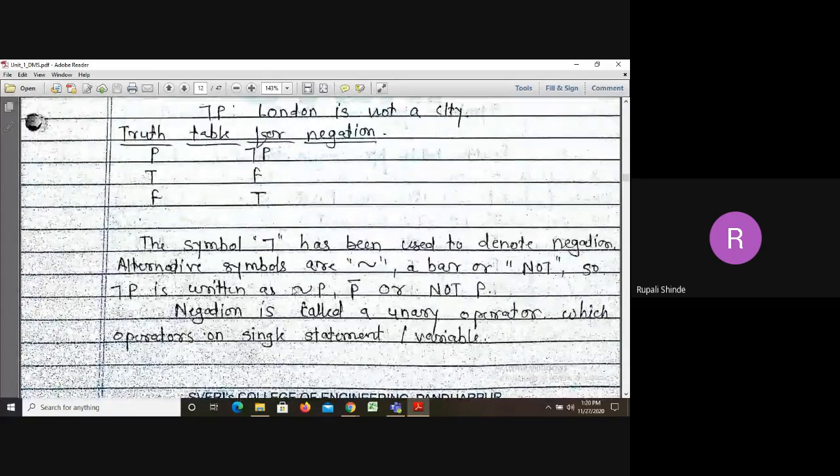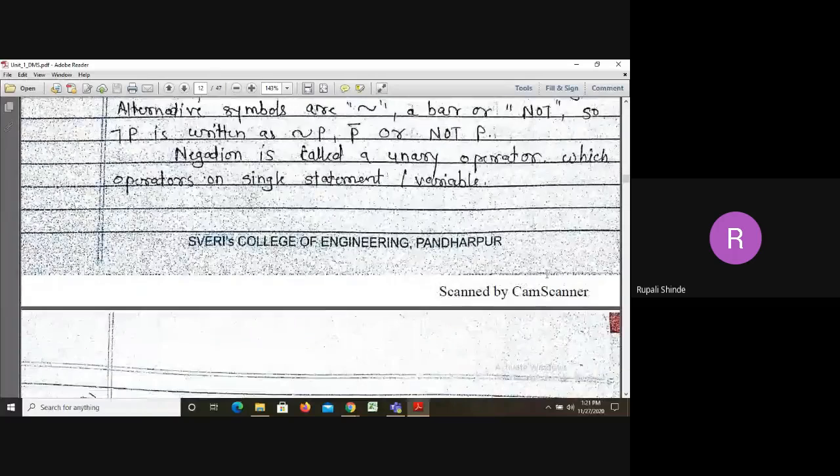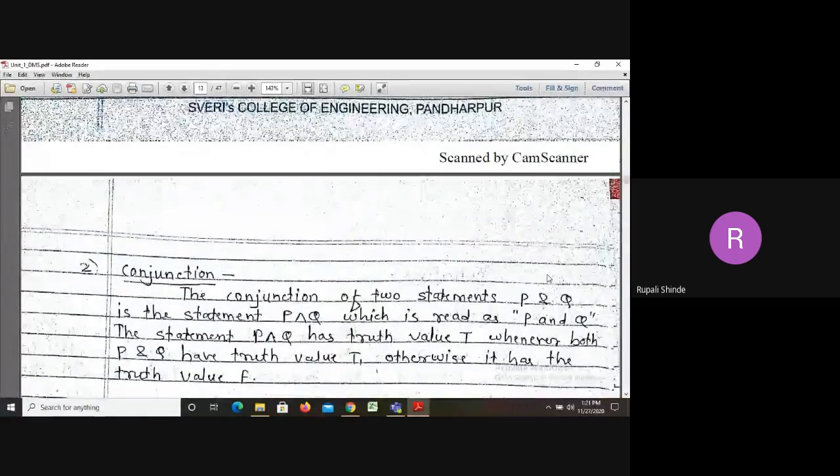So again, there are some alternative symbols available for this negation. This is one of the symbols that we have said. Then negation can be written as this symbol, or we can write a bar or the word not. So these are some alternative symbols for negation. After that, we have seen the second kind of connective, and that is conjunction.